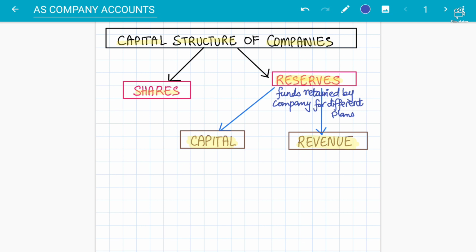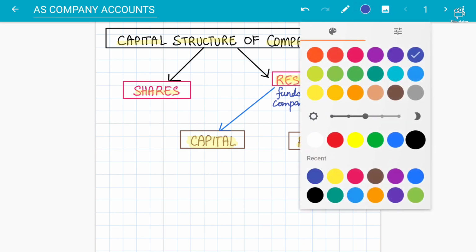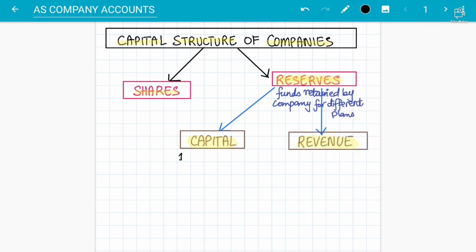So now we have two types of reserves. There are capital reserves, and the examples of capital reserves are the share premium, which is very important, and the other one is revaluation reserve. Okay, we'll talk about these in detail later. So there is revaluation reserve as well.